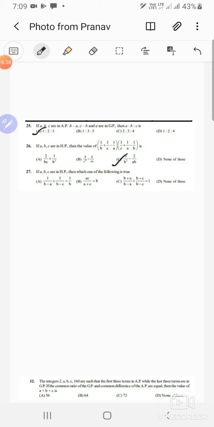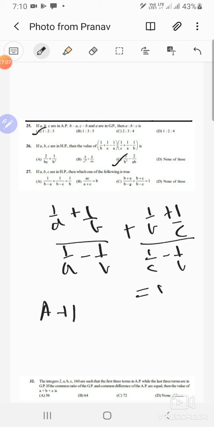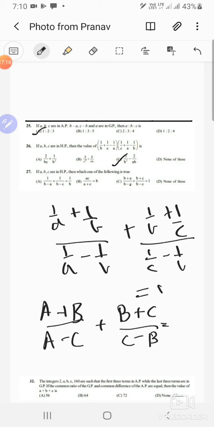So what I'm going to do is divide this numerator and this denominator by ab. So that will give me 1 upon small a plus 1 upon small b upon 1 upon small a minus 1 upon small b. And then similarly I'm going to divide this by bc, so that will give me 1 upon small b plus 1 upon small c upon 1 upon small c minus 1 upon small b. That should be equal to 1. Now I'm going to call this capital A plus capital B, that makes it look easier, plus capital B plus capital C upon capital C minus capital B. That is equal to 1.